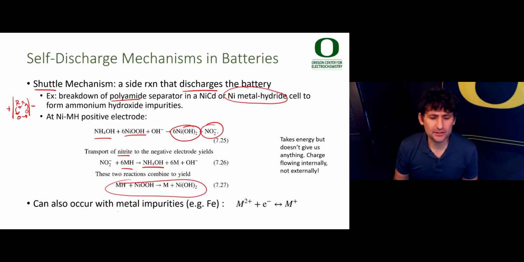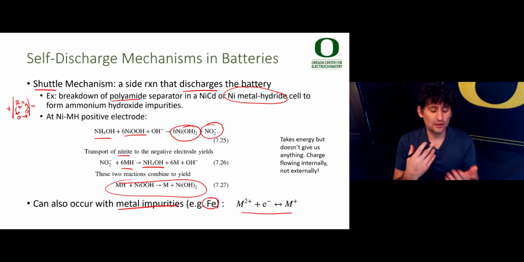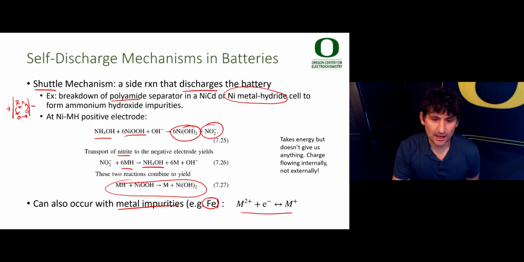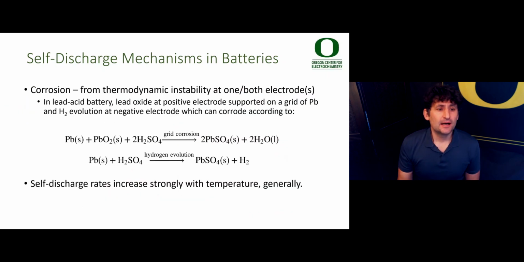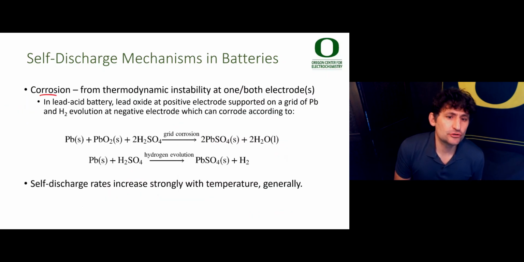So this is a catalytic redox process that can run without current going external through the cell. Such reactions often can also occur with metal impurities. For example, iron, where you can have iron or other soluble metals shuttling between different redox states and carrying electric charge across the cell. These take energy, resistively heating the cell, but don't give us any external current.